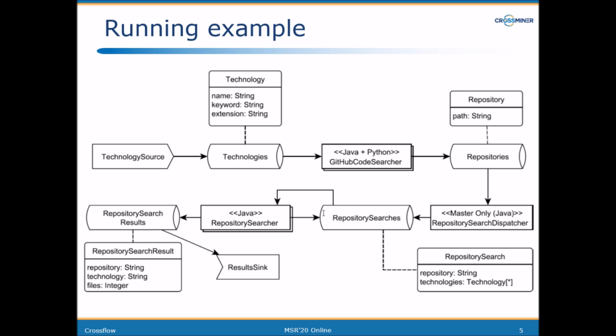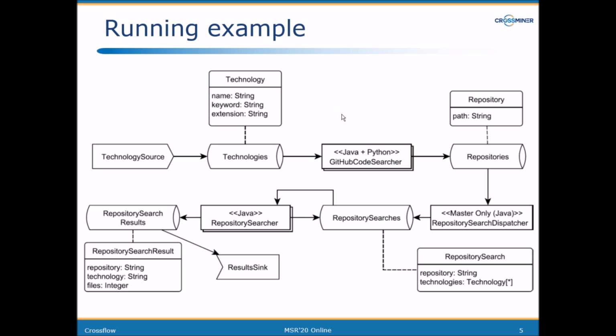Today, we will look at the following running example, which is also used in the paper. In this example, we have a technology source that is producing a set of technologies to be used by the workflow. These technologies include a name, a keyword, and an extension. For example, the technology Java would have the extension .java and the keyword class, which would commonly define a file that contains source Java code.